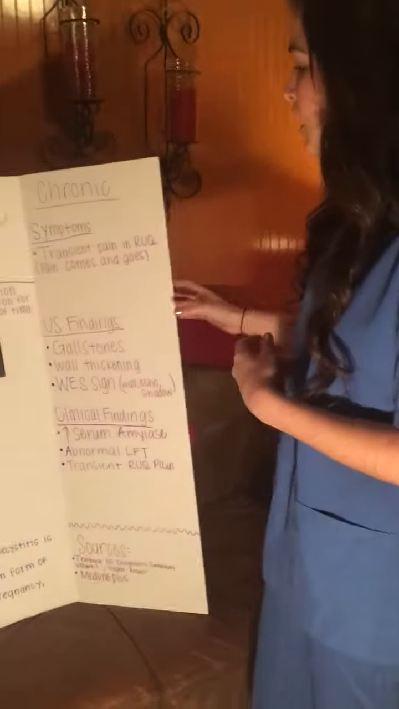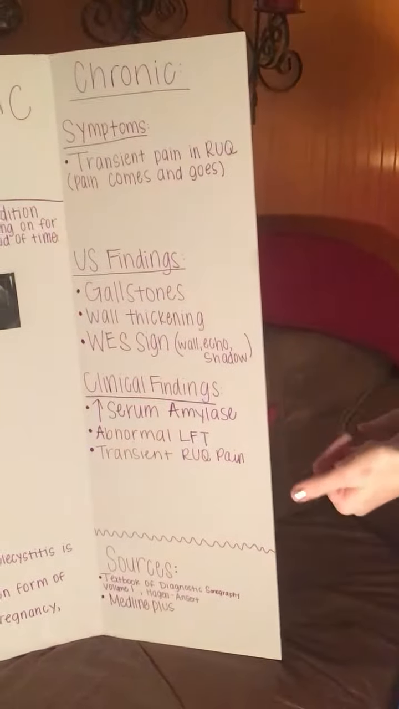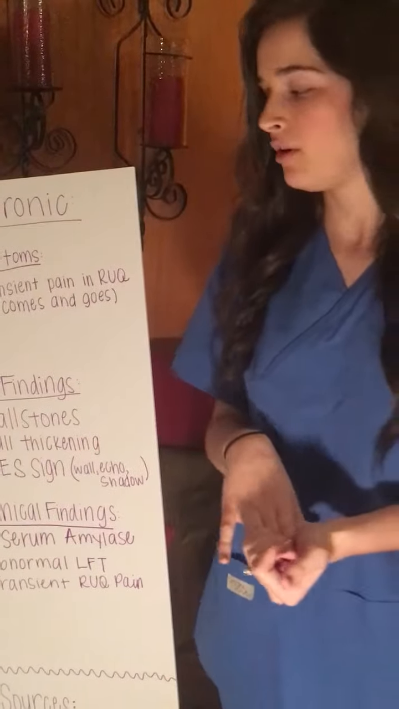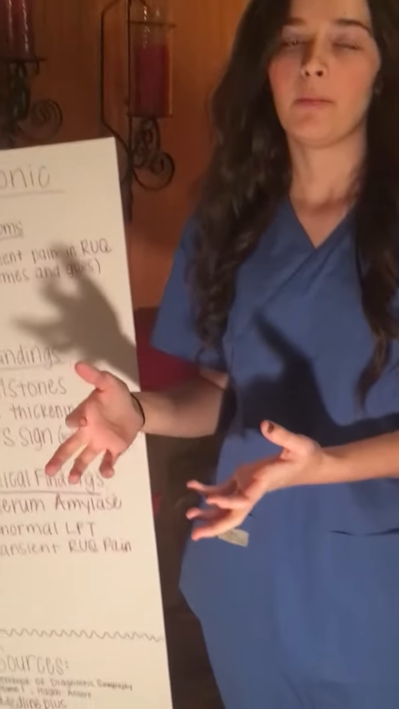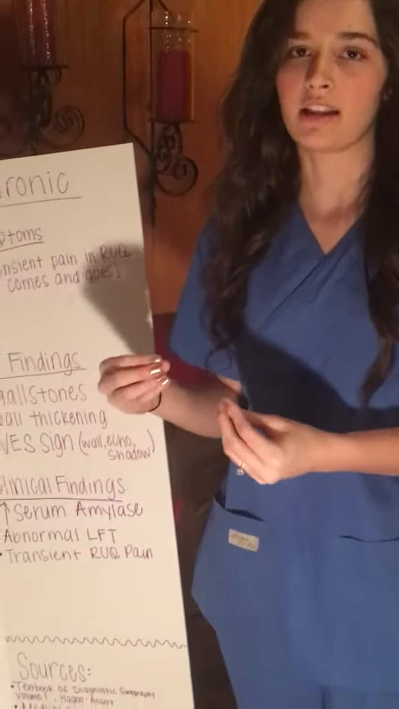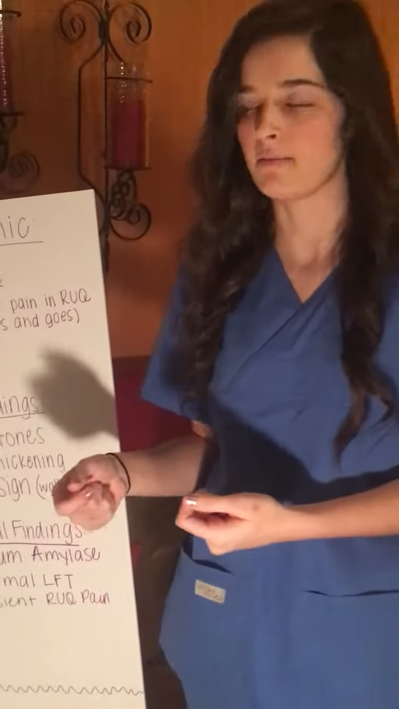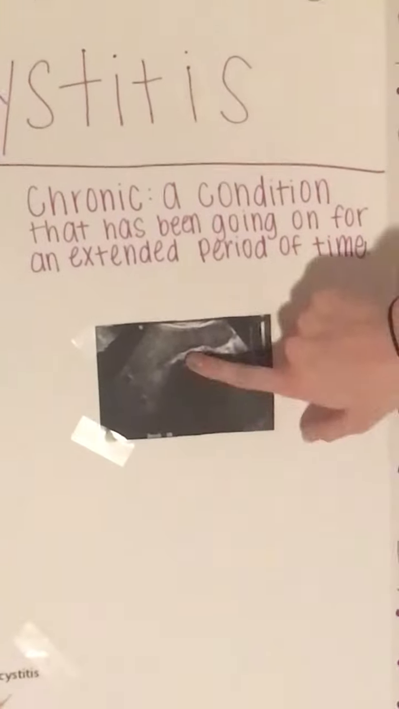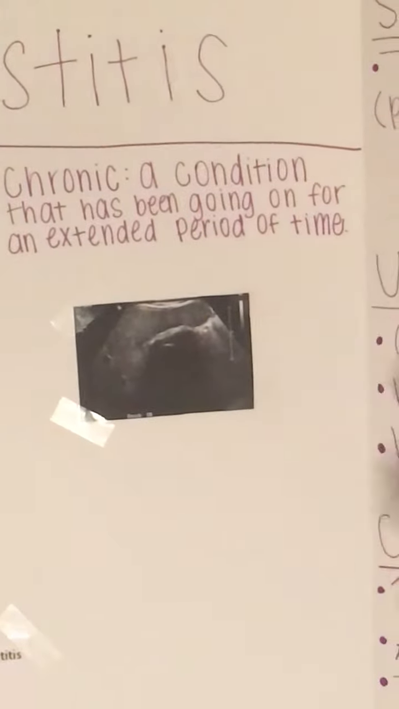Some ultrasound findings you may find would be gallstones, wall thickening, and a WES sign, which is a wall echo shadow. What that usually means is there will be a bright gallbladder, and it looks like there's a bunch of gallstones and a lot of posterior shadowing, because it's like a packed bag of gallstones. Here's a picture of it. It's not as big as that one, but you can see that it's just black right there from the posterior shadowing of all the gallstones there.